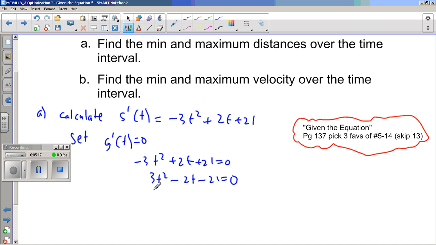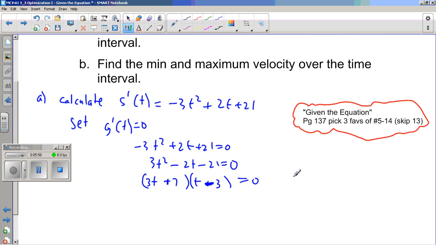We were factoring this. Numbers that multiply to get -63 and add to get -2 eventually. Or you could break down the middle. However you like to factor this, it's going to be 3t minus 7 and t plus 3. There's the -21, -7 and +9. That's wrong, so I need to change the signs. There we go. So -21, there's +7 and -9, and yep, good.